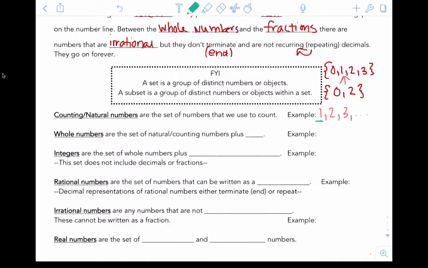Next, I have whole numbers. So whole numbers are going to be the set of all those natural counting numbers, so all the positive whole numbers, plus 0. So all we're doing here is we're adding one number. So for example, my numbers are going to be 0, 1, 2, 3, and so on.